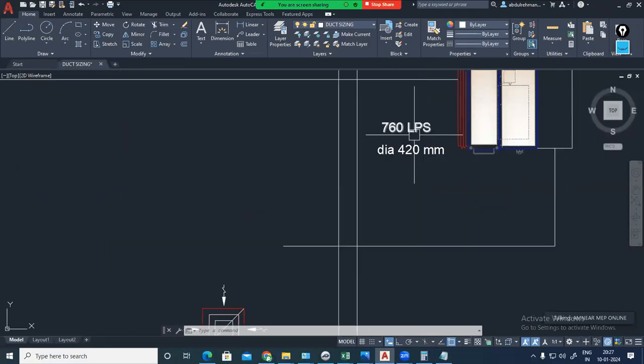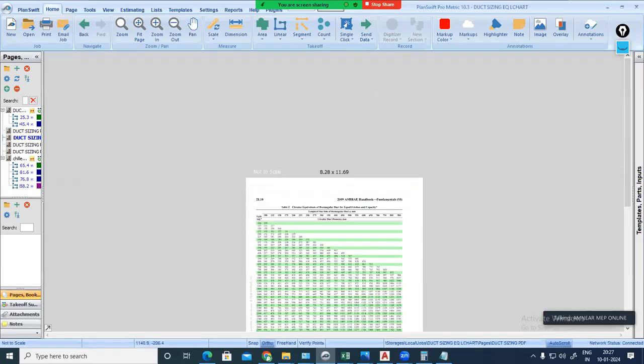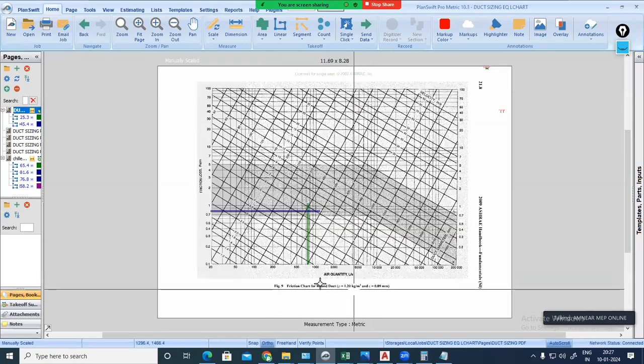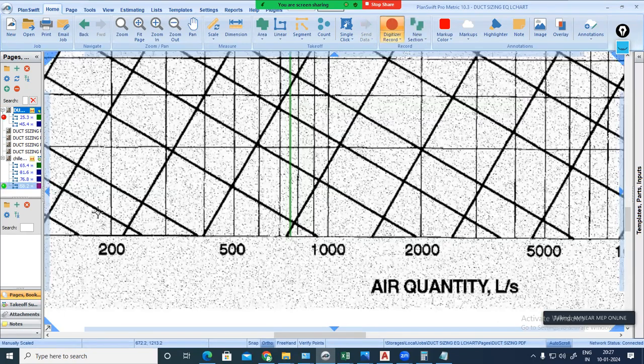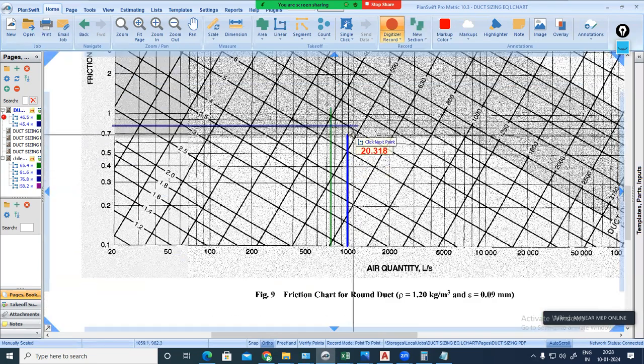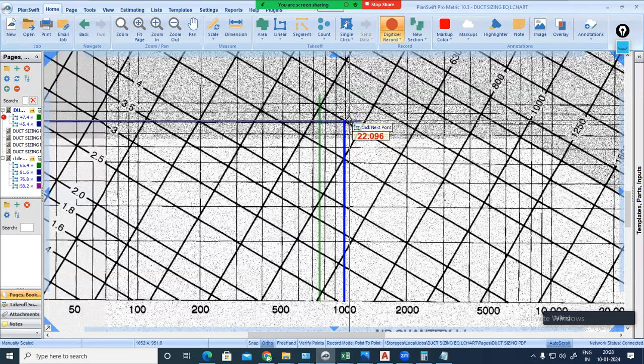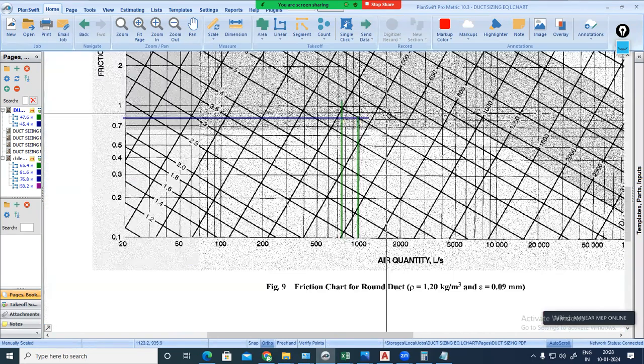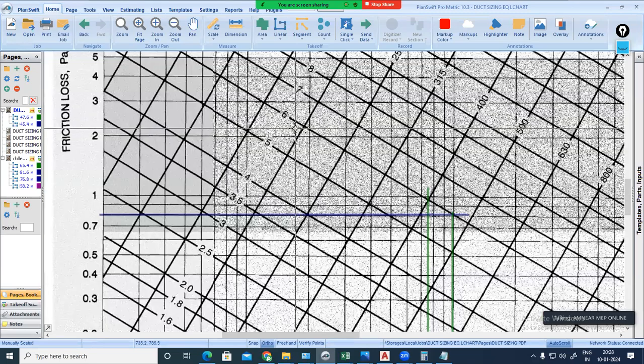suppose I am having 1000 liter per second there, what can I find? Maximum permissible duct height is 350 only, 1000 liter per second. So where is 1000? Let's say this is 500, 6, 7, 8, 9. 1000 liter per second, 0.8 Pascal per meter. This is the line. Even for that case also the velocity is on the boundary only, 6, fine.